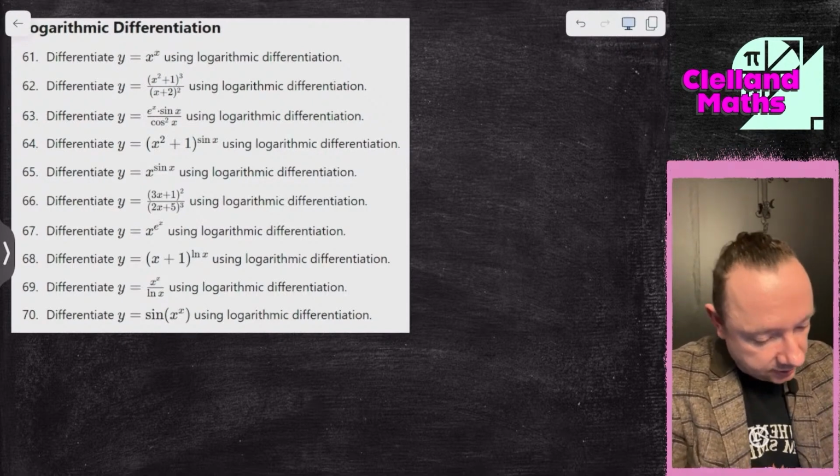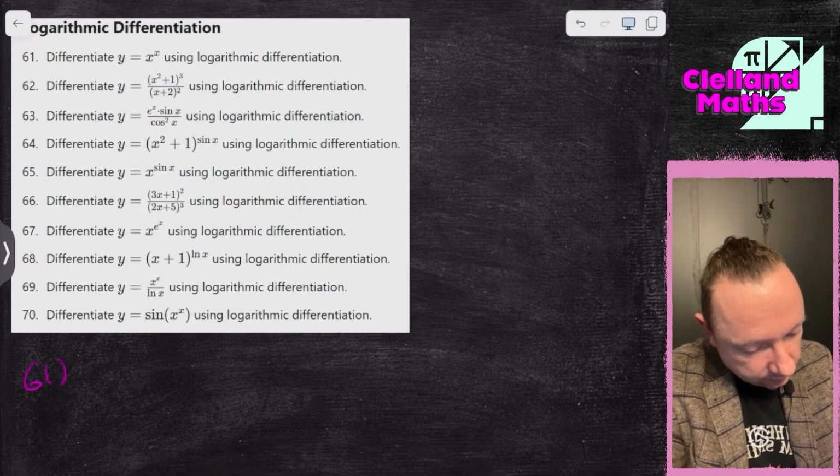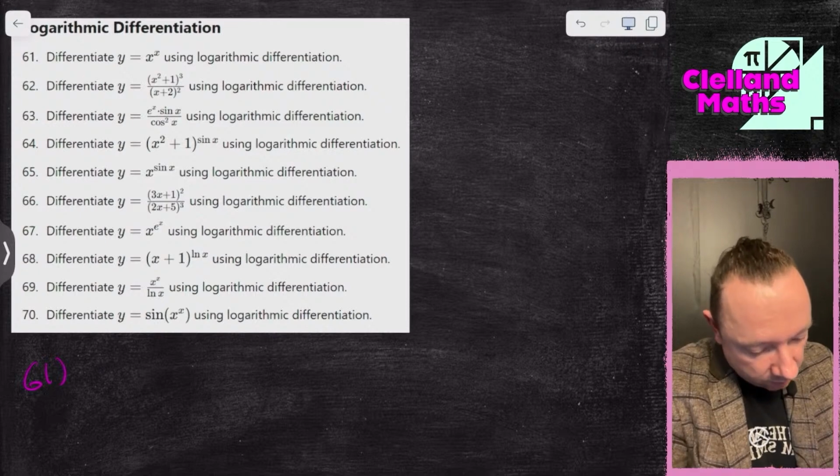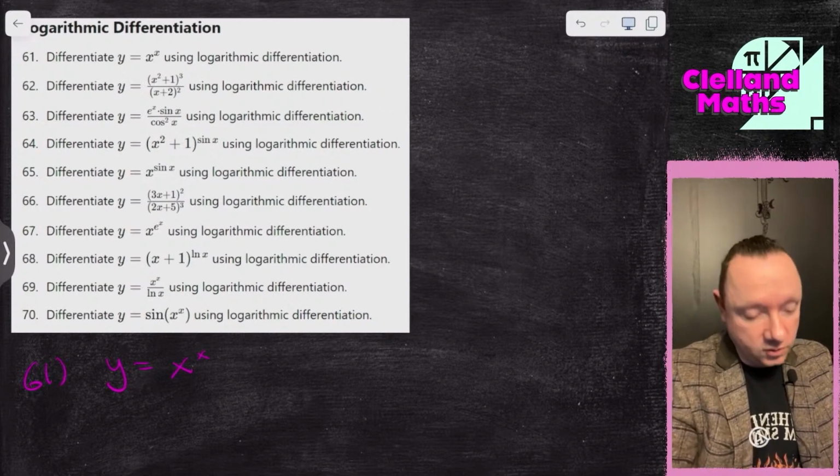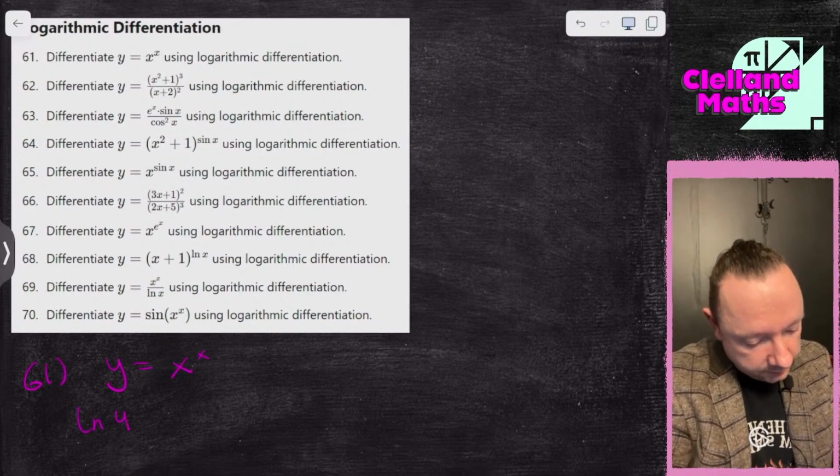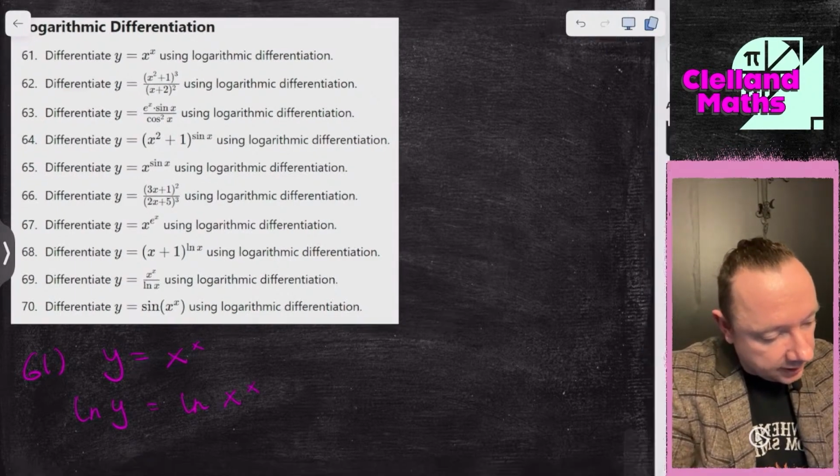My gosh, this is difficult, but we've got y equals x to the power of x. Now, how logarithmic differentiation works is you take the log of both sides. So we're going to start with log y equals log of x to the power of x. I'm going to need to add a page.